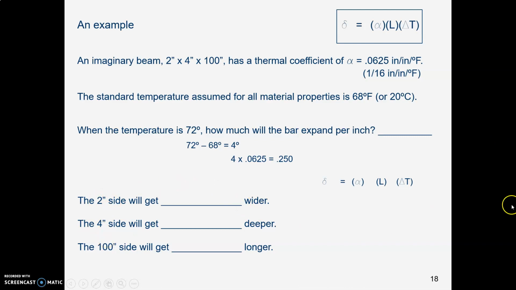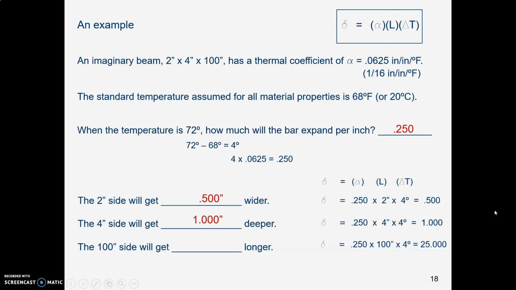So let's think about the different sides of this bar. The 2-inch side will be 1/4 of an inch times the length times delta T, change in temperature. So the 2-inch side will get 1/2 inch wider. The 4-inch side will get same numbers, but now the original length is 4 inches, so it will get 1 inch deeper. And the 100-inch side, same numbers, but the original length is 100, so that side will get 25 inches longer. Again, totally ridiculous, made-up coefficient just to make a point.